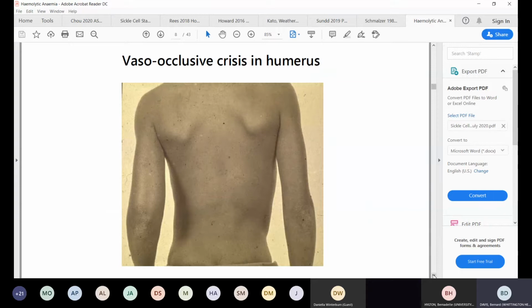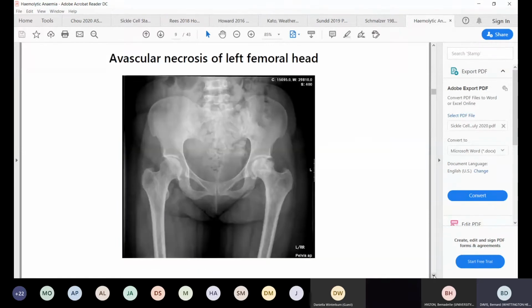And the clinical consequences would include things like vaso-occlusive crises, commonly known just as crises. And here you've got vaso-occlusion affecting the left humerus in this patient. I don't know whether you can see it very well, but there's swelling, it's shiny and inflamed. So that's just an example of a vaso-occlusive crisis affecting a limb.